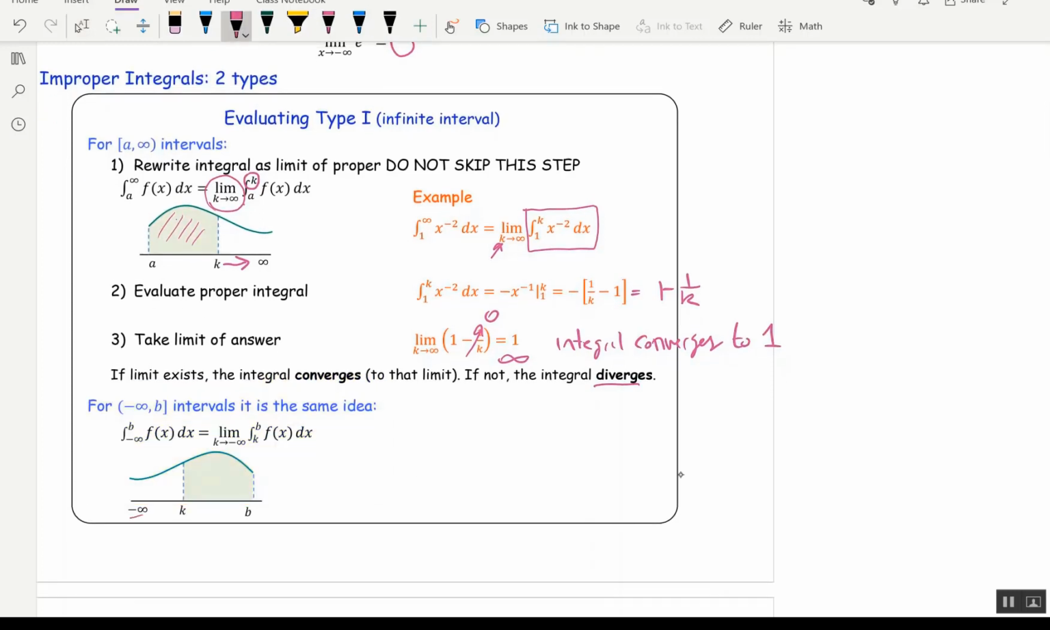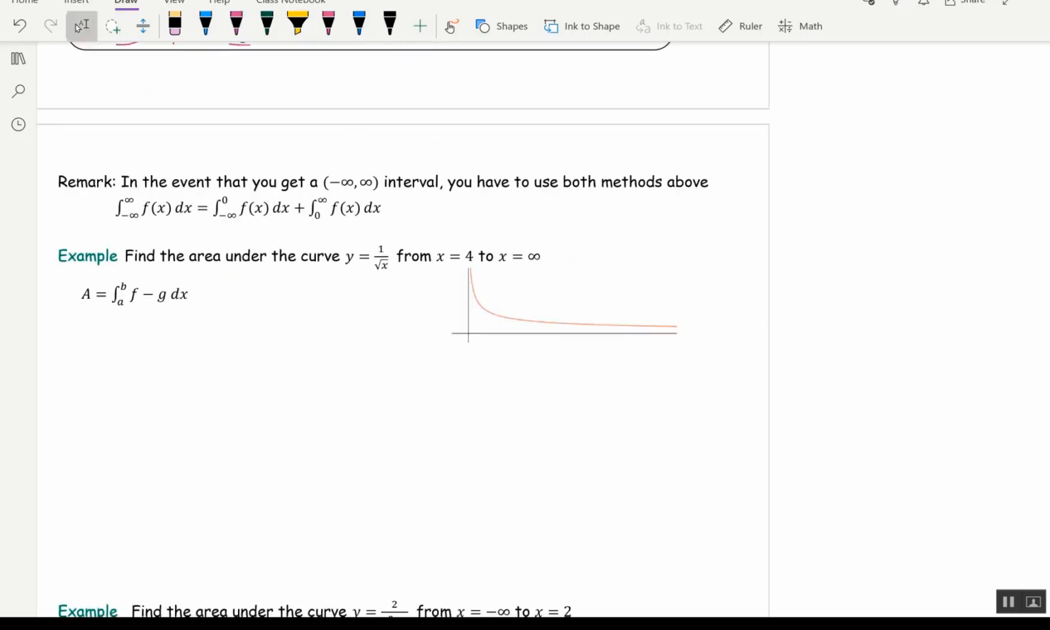You want to go from negative infinity to b. So instead, you go from k to b, and then you push k to negative infinity. Let's look at an example. Find the area under the curve, y equals 1 over root x, from 4 to infinity. Let's just say here's 4, and I want to find all this area.